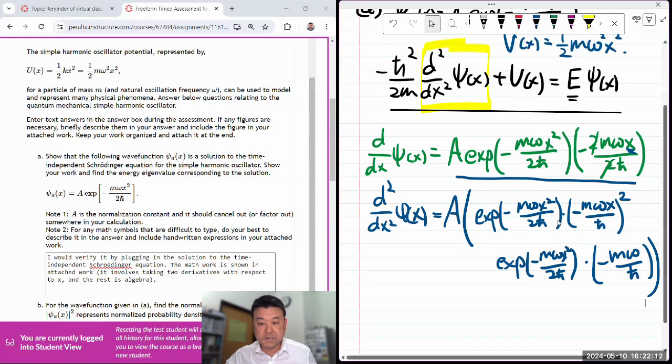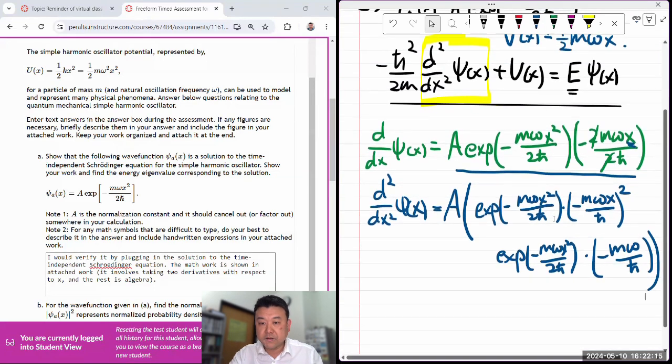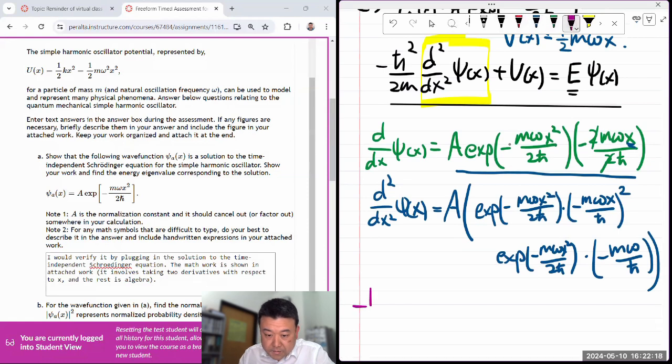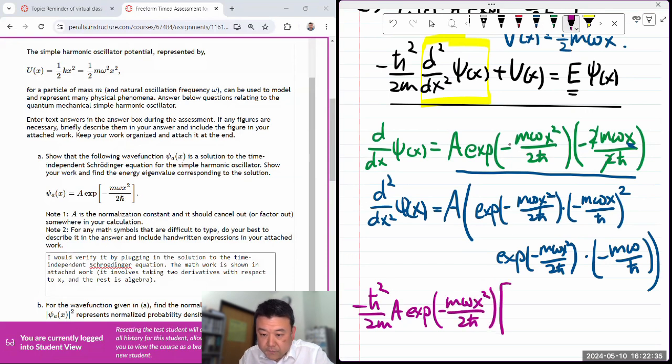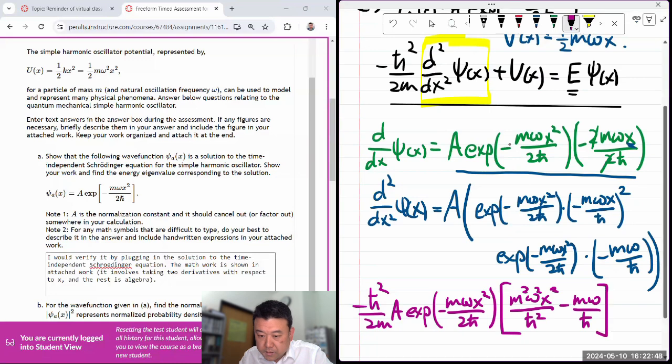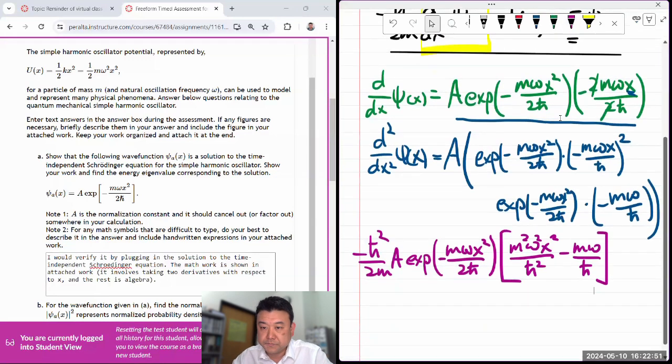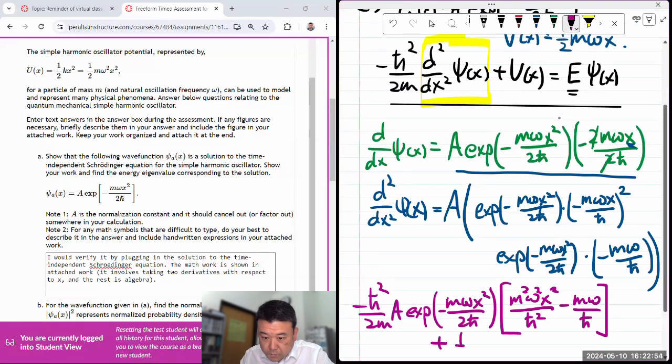I need to plug this in. So let me just assemble everything together. Minus h bar squared over 2m, all of this, and I think I can simplify a little bit. I can factor out the exponential of minus m omega x squared over 2 h bar because it's in both terms. And then for what's here, I just distribute the square. It looks like that, minus m omega over h bar. And then I need to do plus the potential, plus 1/2 m omega squared x squared.